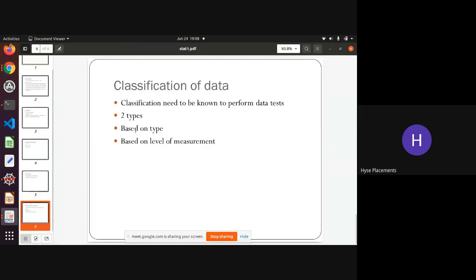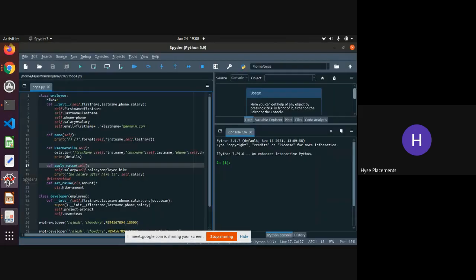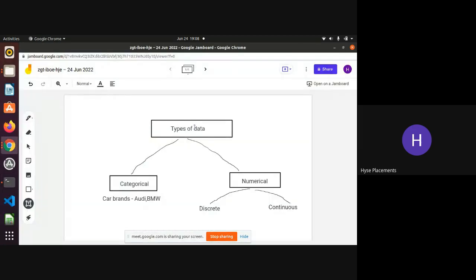As you can see here, based on type we are done, and now based on level of measurement. Okay, let us check levels of measurement. While giving the measurements also, you have this division of the data. In levels of measurement, it's divided into two categories. One is qualitative, the other one is quantitative.